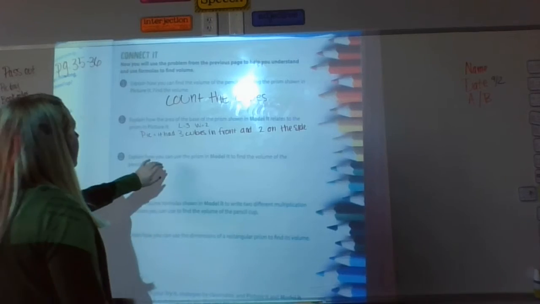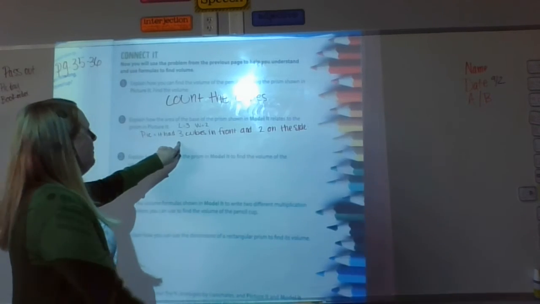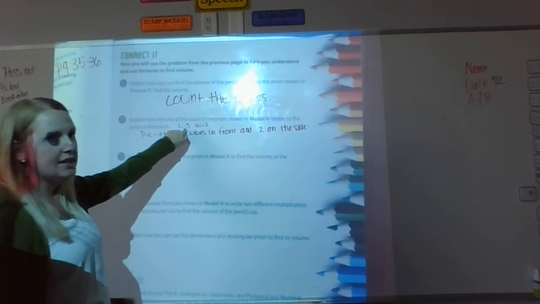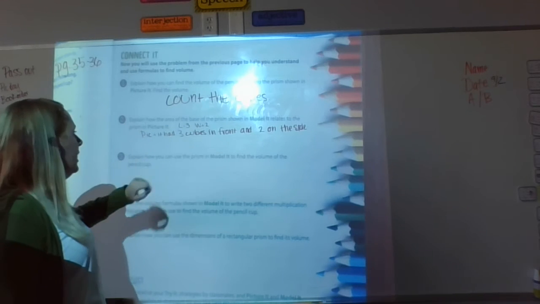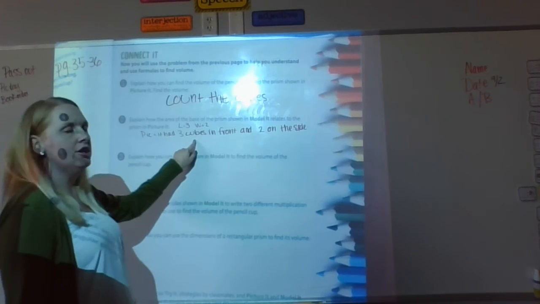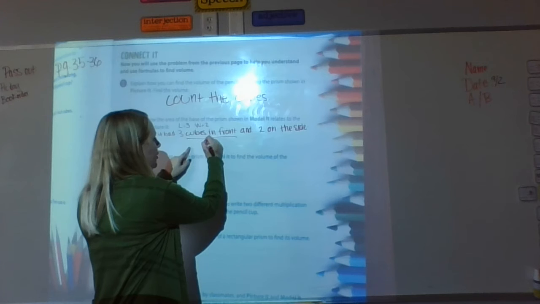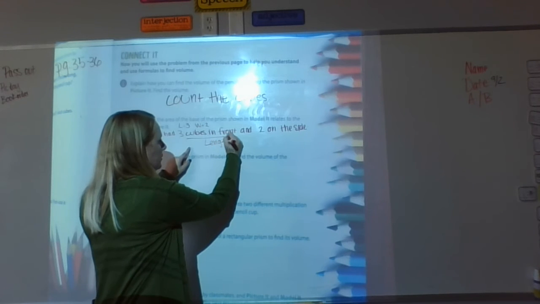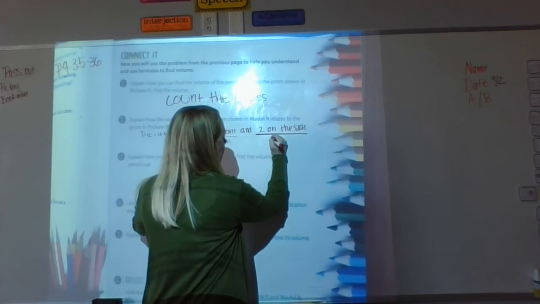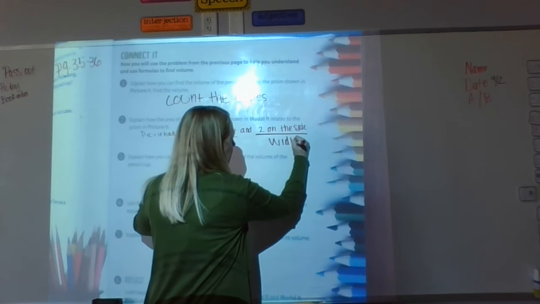Okay, so that's how we know that they're related. The Model It one showed us that the length is 3 and the width is 2. In Picture It, it had 3 cubes in the front, which is our length, and it had 2 on the side, which is our width.